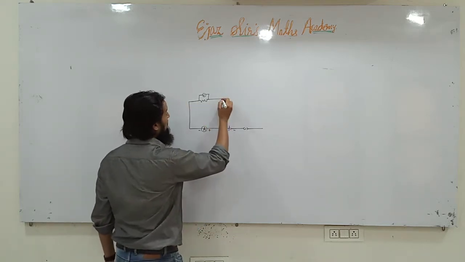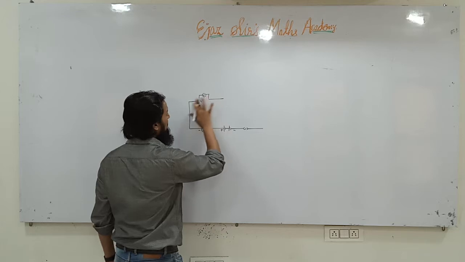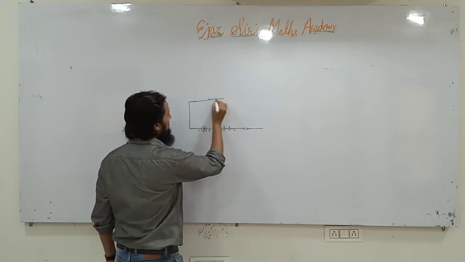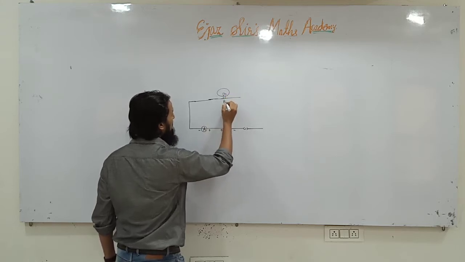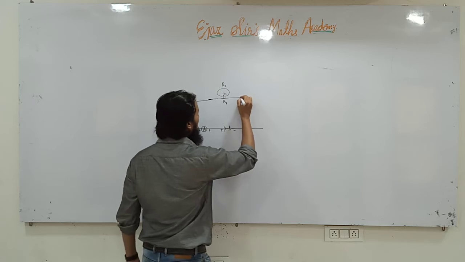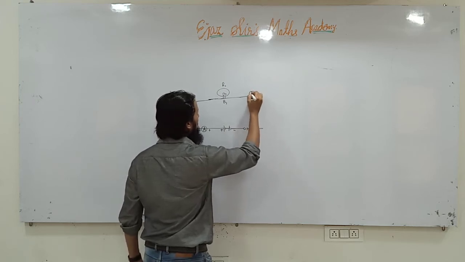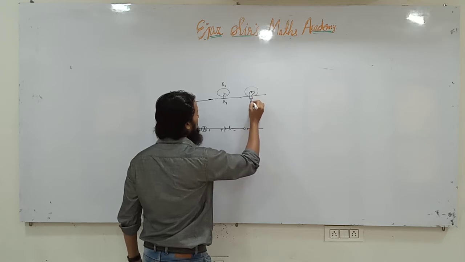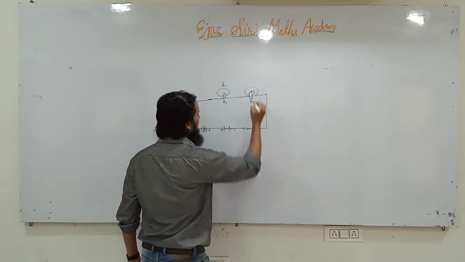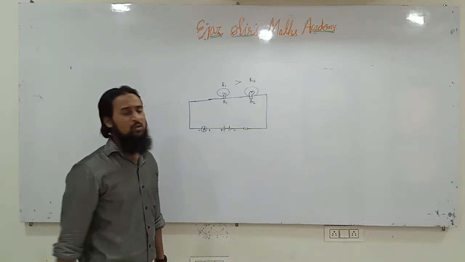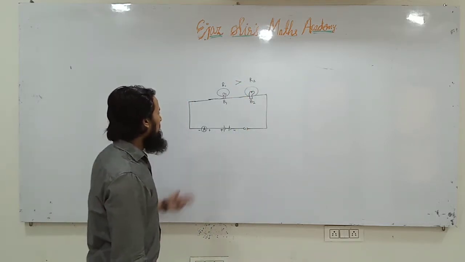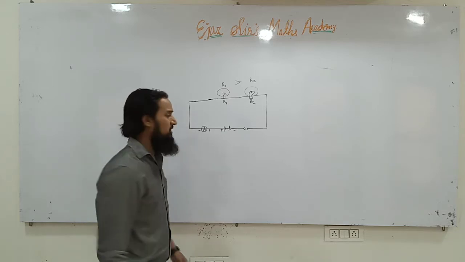Then I asked you the question, there was no resistance here, the resistance was in the bulb only. We connected two bulbs. This was bulb 1 having resistance R1, and let us suppose this is bulb number 2 having resistance R2, and the resistance of the first bulb was greater. Okay? And my question was, which bulb will glow brighter?